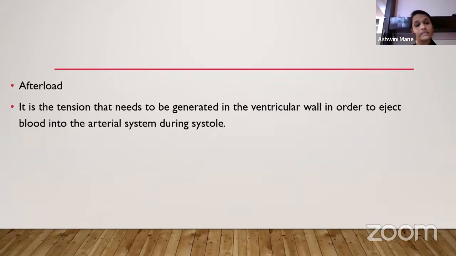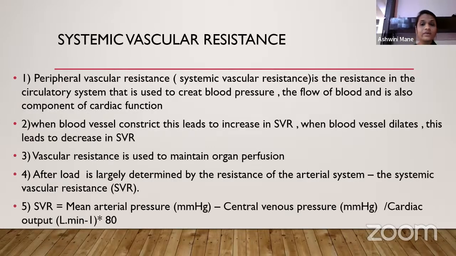So afterload is the tension that needs to be generated in the ventricular wall in order to eject the blood into the arterial system during systole. Now there are many variables of the afterload, like systemic vascular resistance. The peripheral vascular resistance is the same as systemic vascular resistance, and it is a resistance in the circulatory system that is used to create blood pressure, the flow of the blood, and is also a component of the cardiac function. When blood vessels constrict, this leads to an increase in the systemic vascular resistance. When blood vessels dilate, this leads to a decrease in systemic vascular resistance. So the vascular resistance is used to maintain organ perfusion.